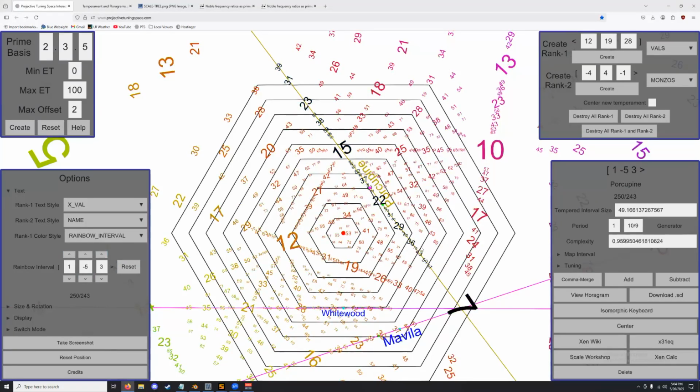But it won't always be gradated in the same direction, essentially. It's graded in the red, orange, yellow direction towards just intonation, and it's graded in the magenta, purple, the other side of the rainbow in the negative direction. Right, okay, I see.